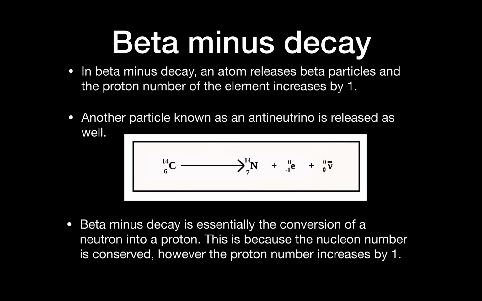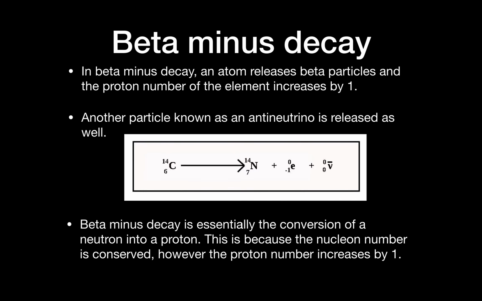Right, so what is beta minus decay? In beta minus decay, an atom releases beta particles and the proton number of the element increases by 1. And another particle known as an antineutrino is released as well. We'll come to antineutrinos and neutrinos a little later. So in this example, you see carbon 14, which has a proton number of 6 and 14 nucleons. When it decays through beta minus decay, it forms nitrogen, with 14 nucleons, 7 protons, with the emission of beta particles or electrons, as you can see, and an antineutrino.